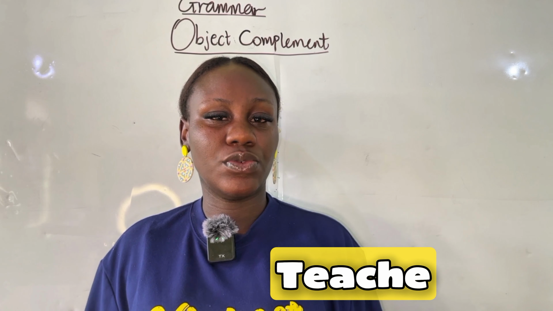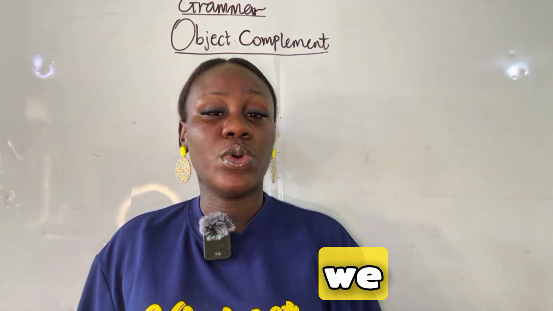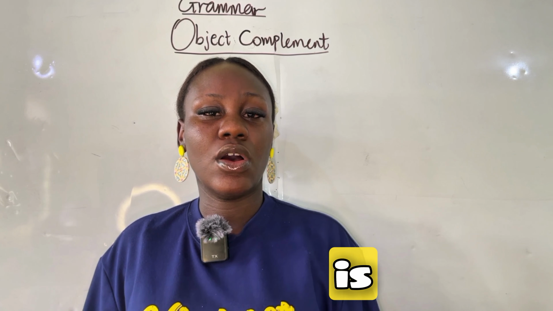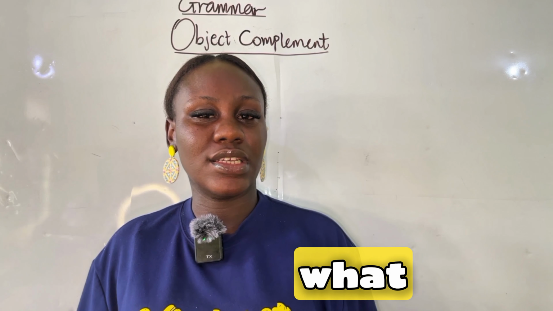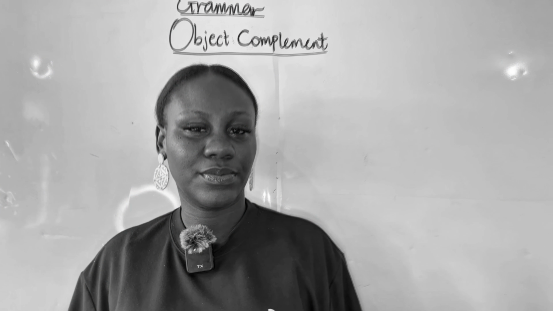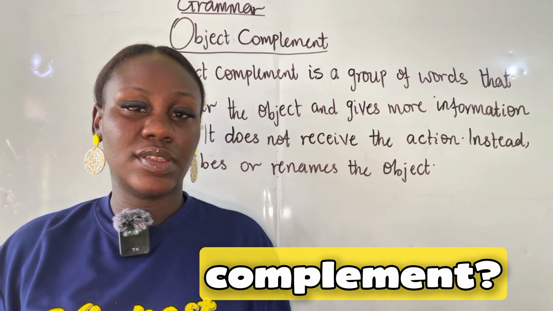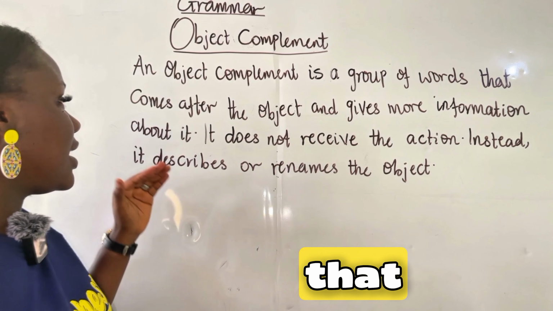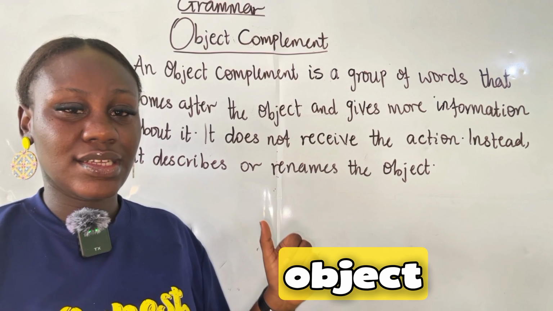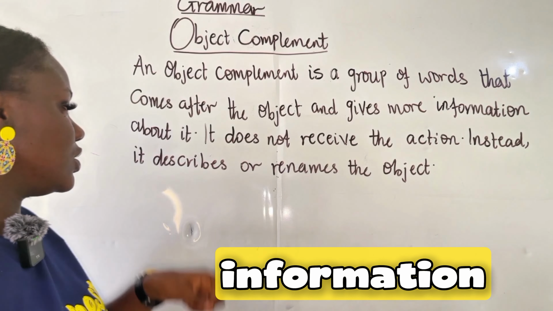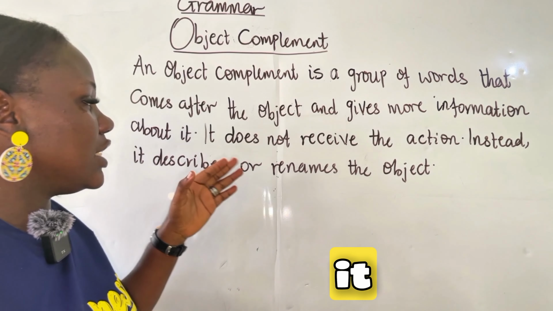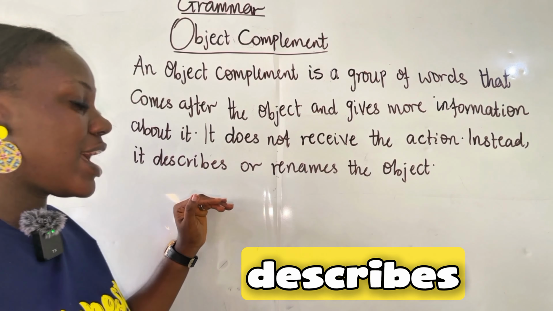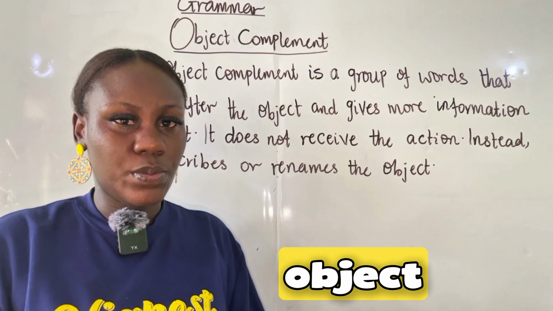I am Teacher Ruth. In today's episode, we will explore the fourth function of the noun phrase, which is object complement. What is object complement? An object complement is a group of words that comes after the object and gives more information about it. It does not receive the action. Instead, it describes or renames the object.